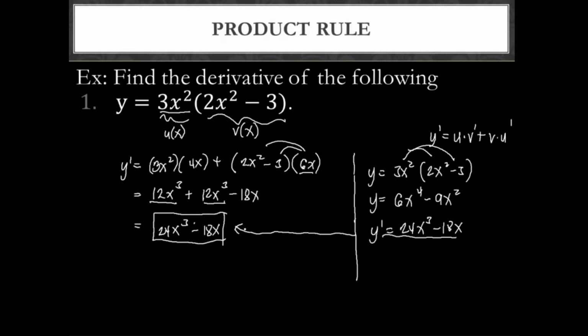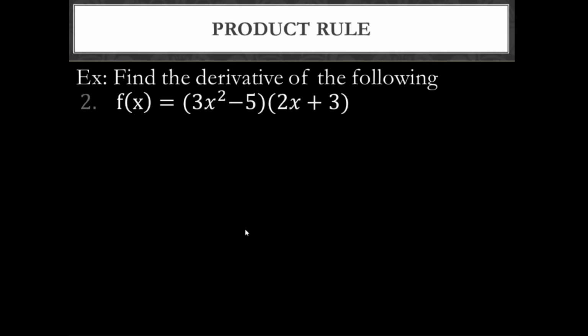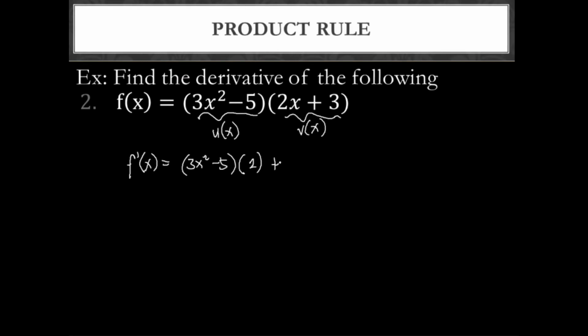Let's proceed to number 2. Okay. Pero this time, we're going to use yung rule talaga. So let's say that ito yung ating u of x. Okay, ito naman yung v of x. So the derivative of this would be, copy the first term times the derivative ng second term. 2 na lamang. Plus, copy the second term times the derivative of the first term. So ito ay magiging 6x.